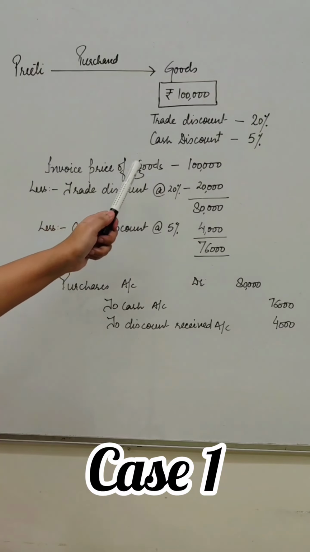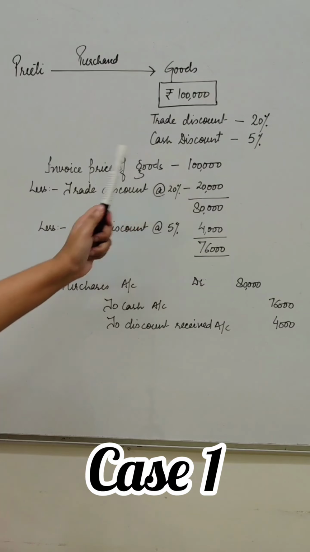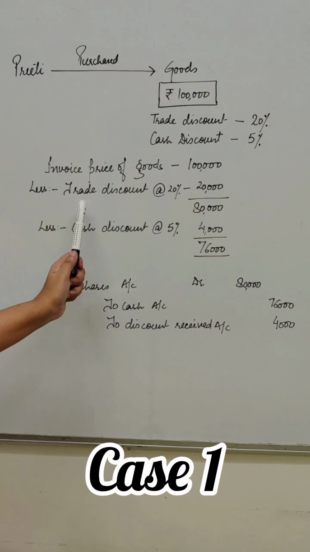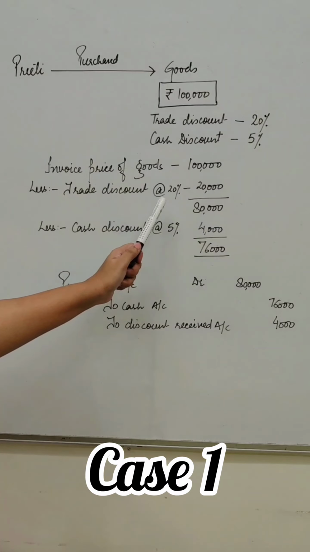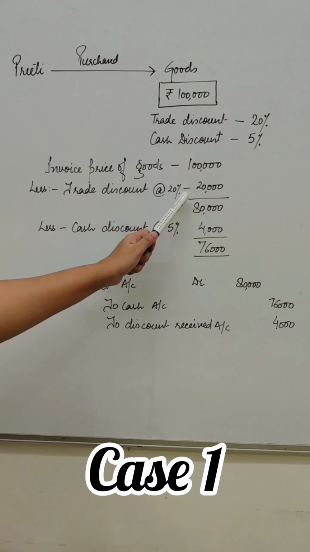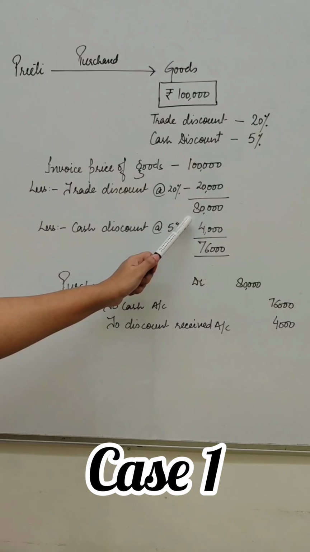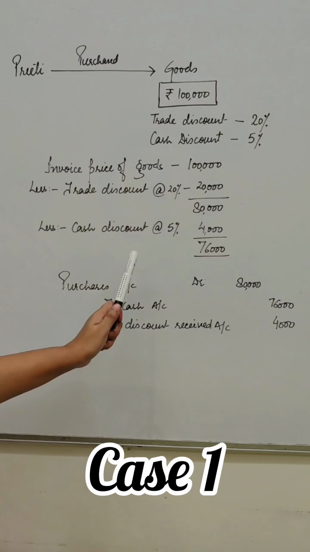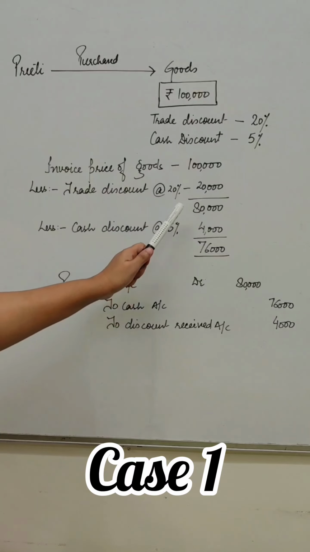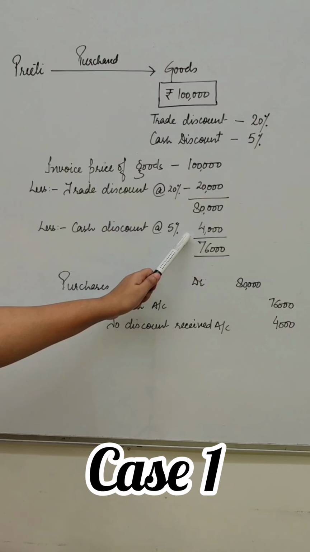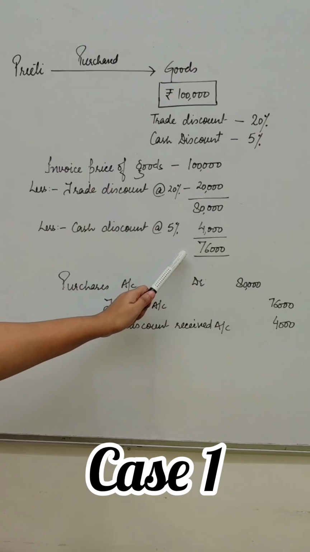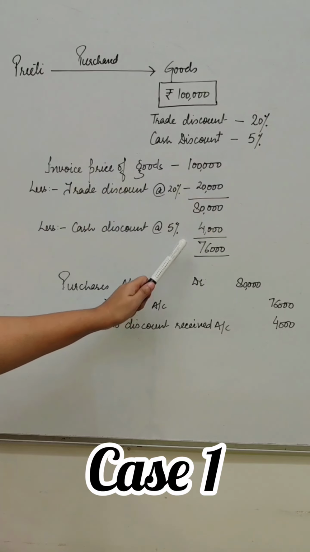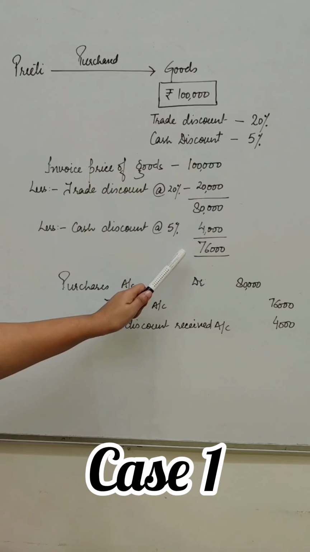The invoice price of the goods is 1 lakh, on which she will be availing a trade discount of 20%. So the amount after trade discount will be 80,000. If she pays promptly, she can avail a 5% further cash discount, that is, she can get 4,000 extra discount. So the total amount which she has to pay after availing both the discounts will be 76,000.